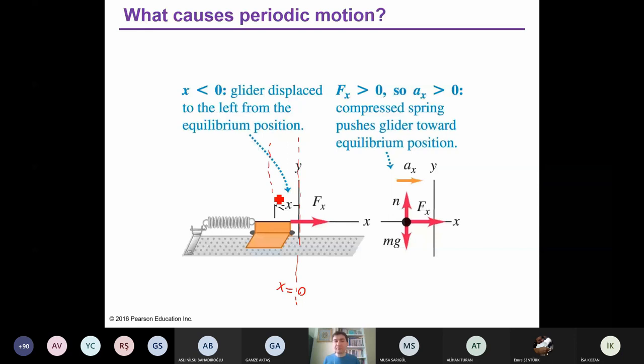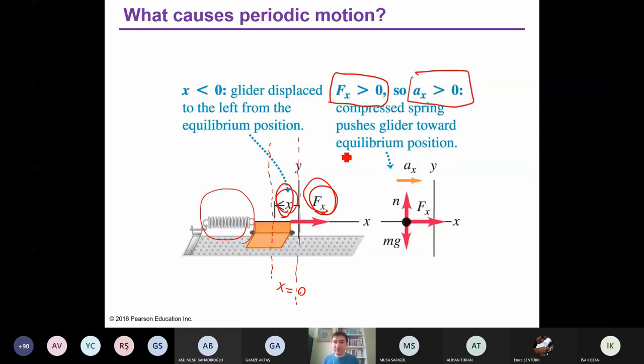So you store elastic potential energy in the spring, and the spring will apply a force on the glider. And the direction of this force is along the positive x, okay? If the x is negative, then the direction of the Fx is positive, along the positive x direction. So then what do we have? We have positive force along the positive x direction, and we have positive ax, acceleration. So this compressed spring pushes the glider toward the equilibrium position, okay?